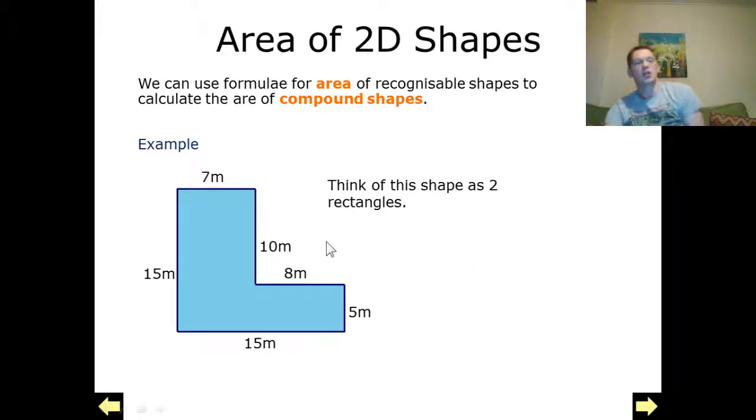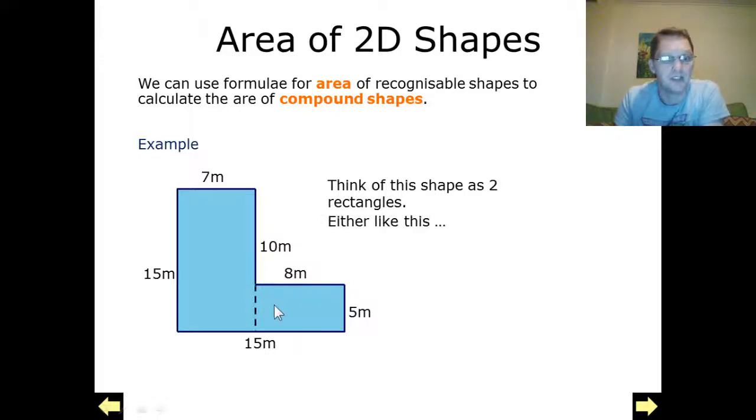Now, people would approach this in two different ways. I'm going to talk about one way, and then I'll talk about the second. A lot of my learners take a look at the L shape and think of it as two rectangles. They will either split it here, creating a rectangle here and a rectangle here, or they'll put a line going across and cut it into a rectangle here and a long rectangle at the bottom.